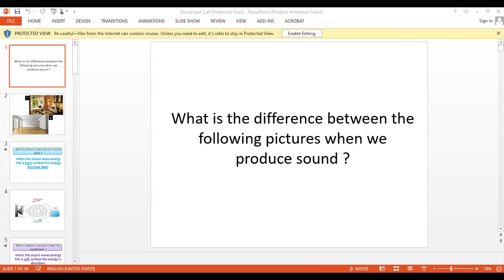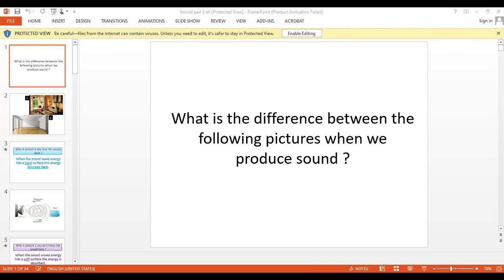So why in picture 2 do you hear the sound back? When the sound wave energy hits a hard surface, the energy bounces back. We talked about this, guys, and we said that any studio where artists record a song or music has to be made in a special room, and the walls have to be covered with soft material so that no echo is produced.